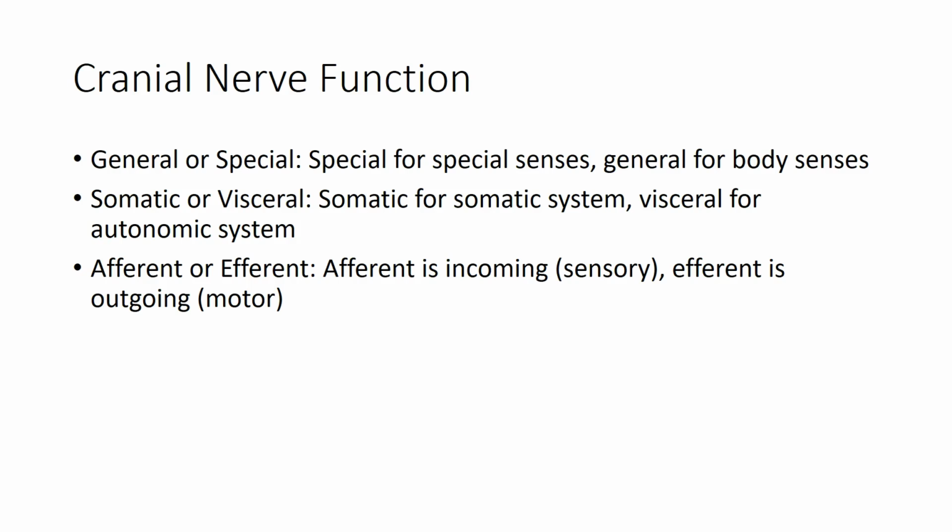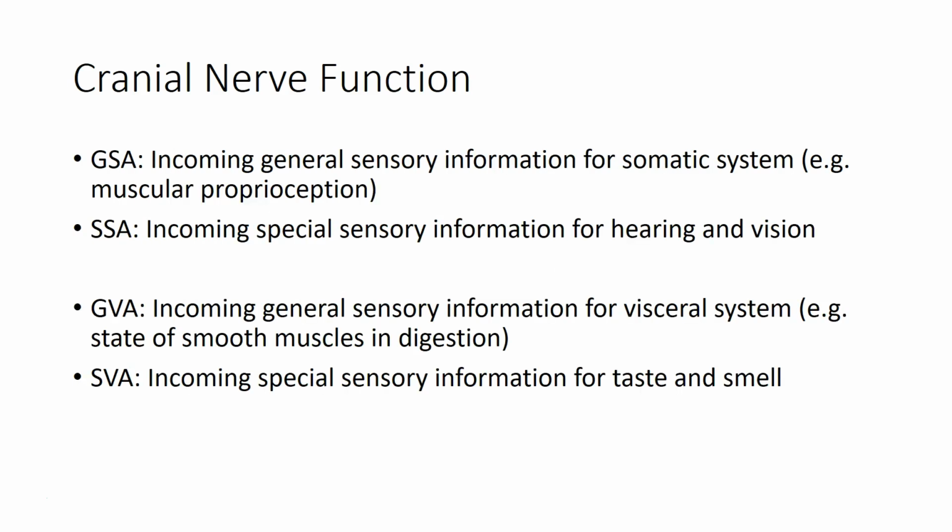Finally, they can be classified as afferent or efferent. Afferent has incoming information, so sensory information basically, and efferent is outgoing information, motor control of muscles. So if we put these 3 things together, we have 8 different ways they can possibly combine.